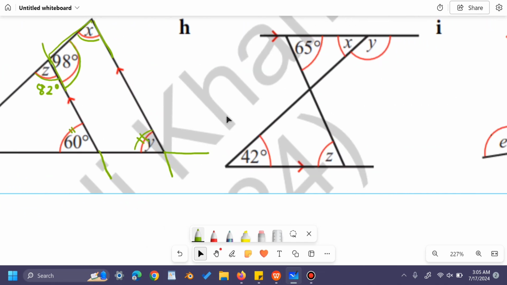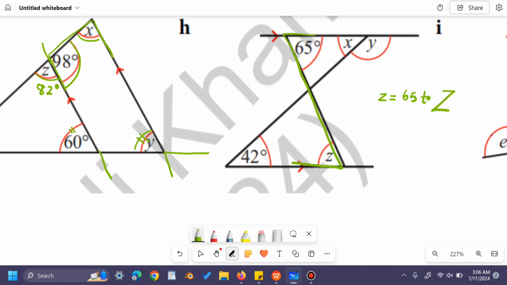Next we have H. In the H it states like this is X, this is Y. Alright, you can see these are the two parallel lines, and let's make a Z first. From this Z we can conclude that Z is equal to 65 due to alternate angles, or due to Z. And then we can also see that X is equal to 42 due to alternate angles, the same situation.